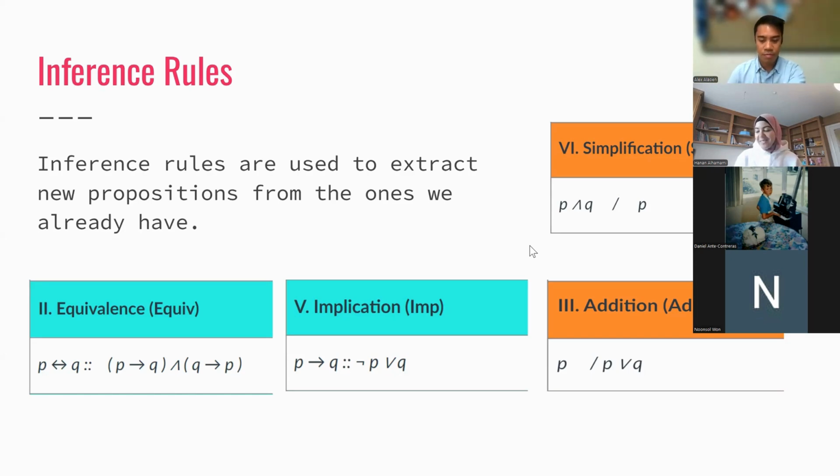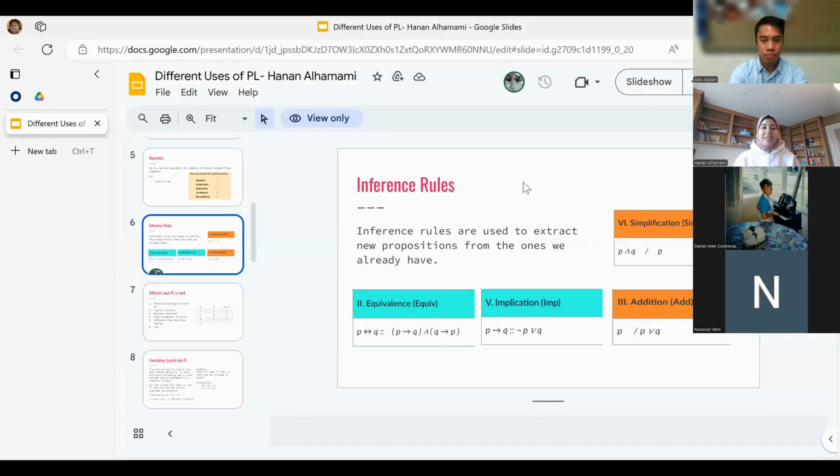Basically, I was just talking about the simplification rule, the one at the top right. If you have a conjunction of 2 statements, you can simplify to either one. You can click next.